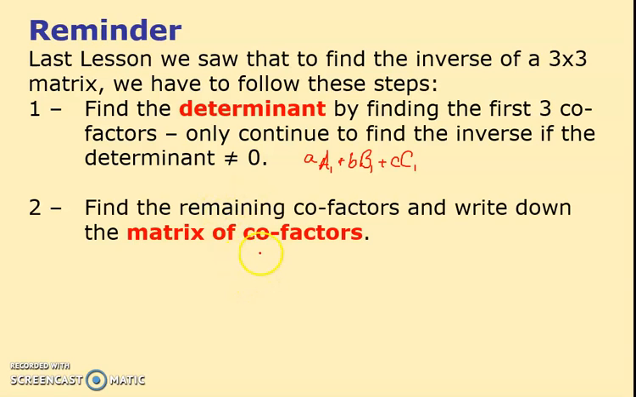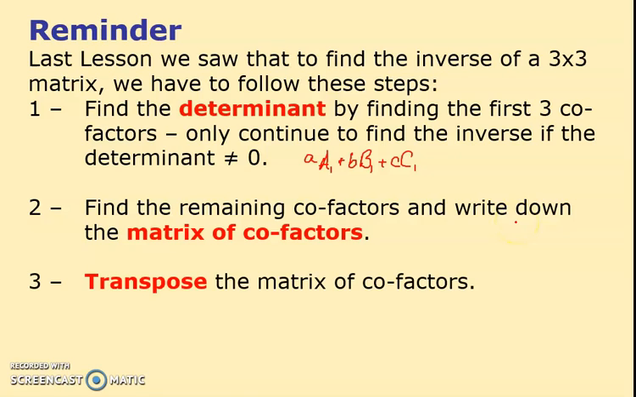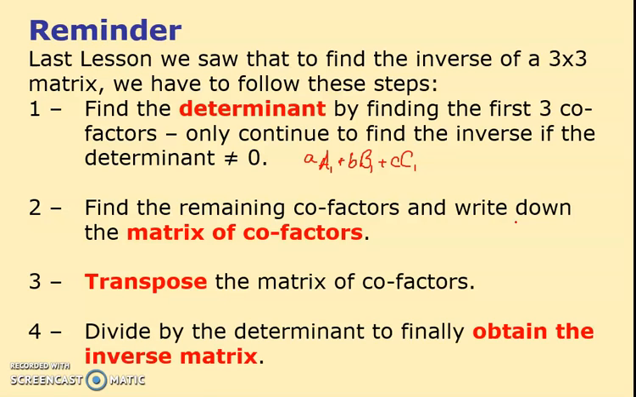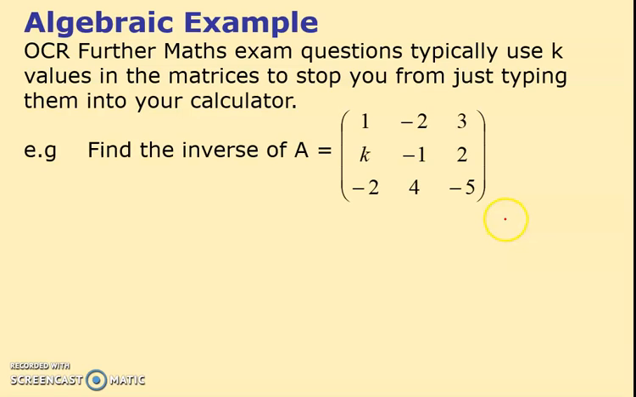Two, then we find the matrix of cofactors, and that's all the A1s, the B1s, and the C1s, and the A2s, and the B2s, and so on. And once you've got those, you transpose the matrix to get the transposed matrix, and then you divide by the determinant, and that eventually will get you the inverse matrix. Now an example of this is the inverse of this matrix. So let's just go through this.